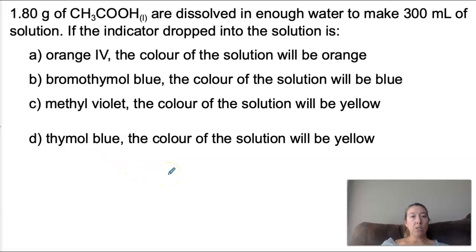Okay, so here's our next one. So 1.80 grams of CH3COOH are dissolved in enough water to make 300 mL of solution. If the indicator dropped into the solution is blank, the color of the solution will be blank. Okay, so pause the video here, take like 5-10 minutes to try to solve this. Once most of you have this, you guys can resume watching the video.